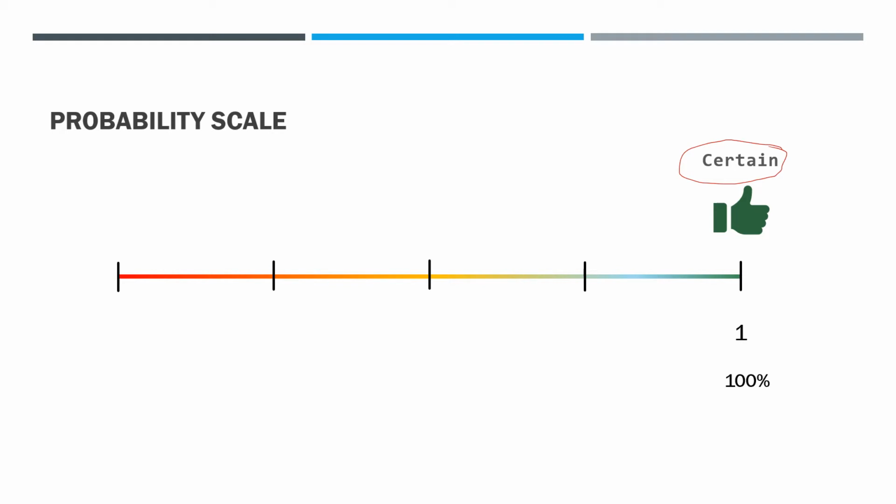On the other end of the same number line, you will notice events with 0% chance, 0% probability of happening. Such events are called impossible events. Impossible because such events will not happen at all.